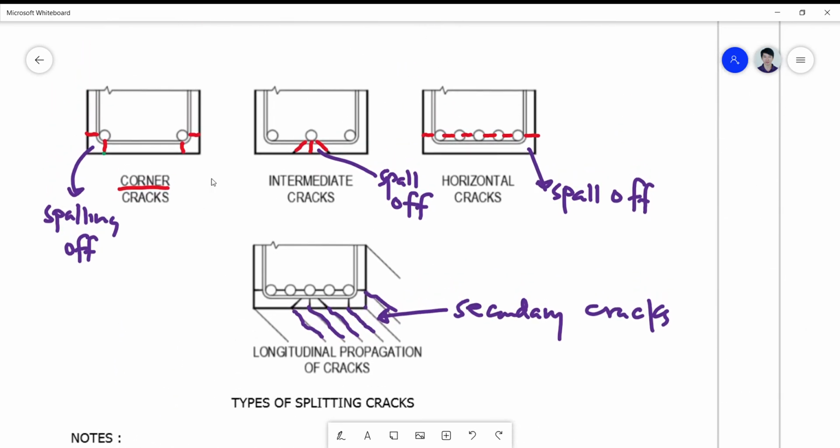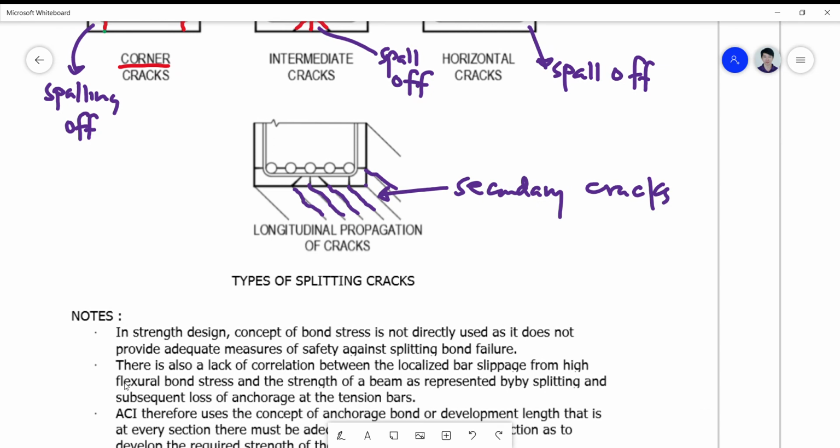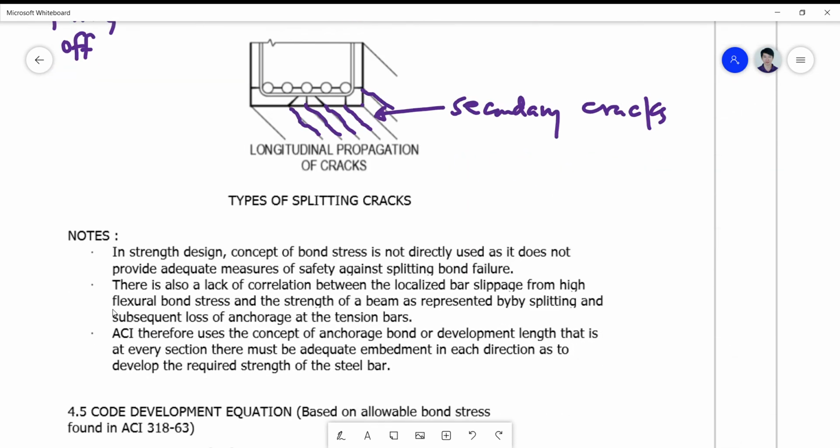And basically, these are just schematic types of cracks that we may expect to happen when we are dealing with bond stress problems. And take note that in strength design concept, the bond stress is not directly used because it does not provide adequate measures of safety against splitting bond failure. Okay? There is also a lack of correlation between the localized bar slippage from high flexural bond stress and the strength of a beam as represented by splitting and subsequent loss of anchorage at the tension bars.